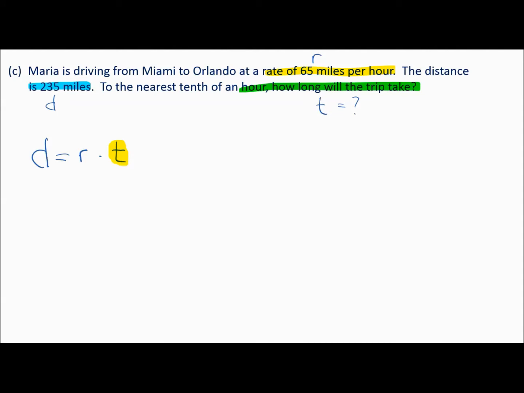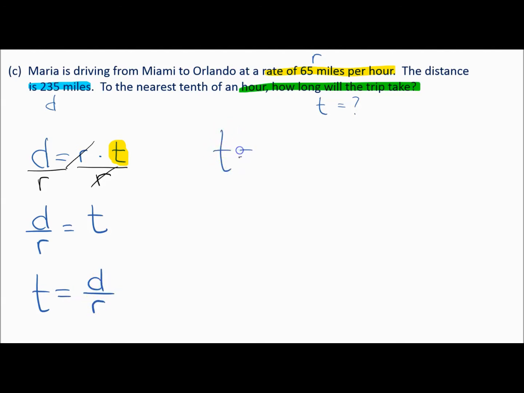So what we could do is solve this equation for time by getting rid of the R. Now that R is being multiplied times T, so to undo multiplication we divide. If we divide on the right, we're required to divide on the left as well using those properties of equality. So the R's cancel. So I have D divided by R is equal to T, or time, and you could write it the other way. T is equal to D divided by R. And then you can plug in.